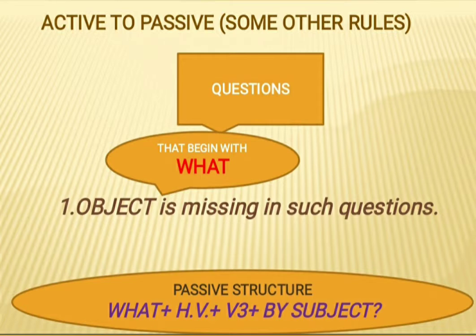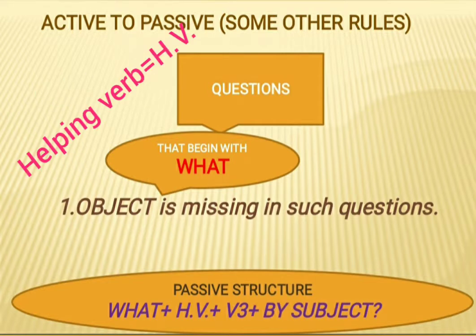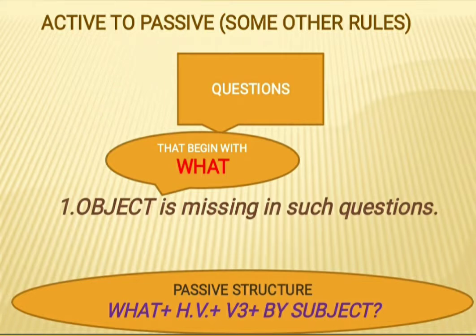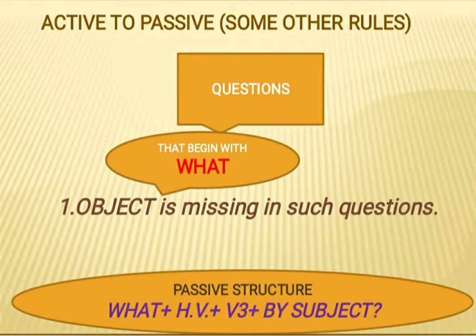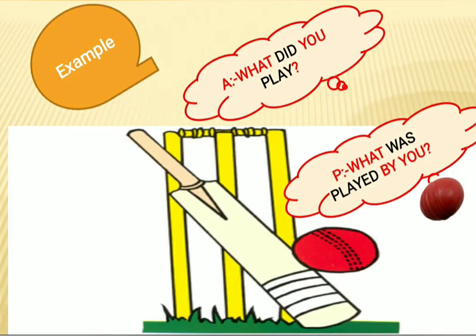The passive structure is, first you have to write what, which is representing object. Then you have to write helping verb, and after helping verb you have to write third form of the verb, and at last you will add subject followed by preposition. Let's understand it with the help of this example.